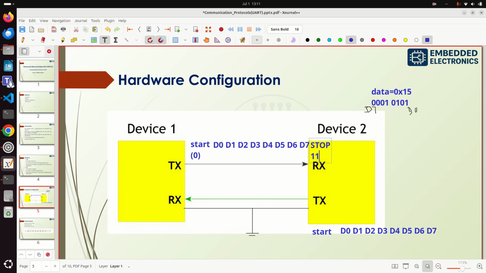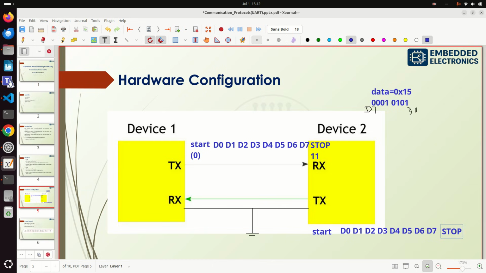As soon as it receives the stop bit, so here it is sending, right? Here there is no space, that's why I wrote stop bit here. So here it receives the stop bits. Now device 2 will understand I got the complete data. But how will device 2 conclude whether the data I received is correct data or corrupted data?